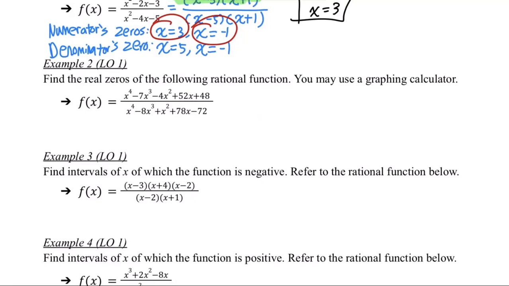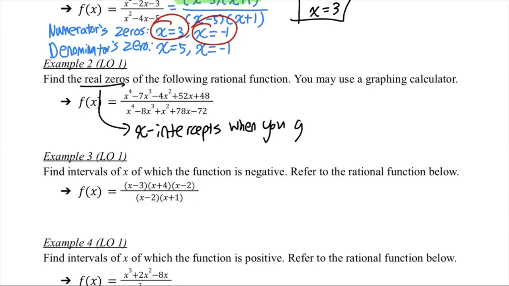Great. Now the next thing we're going to do is, real zeros are equivalent to x-intercepts when you graph them, right? We learned this in our previous lesson, I think it was lesson 1.1. So essentially, let's just graph this. Let's click the graph button.